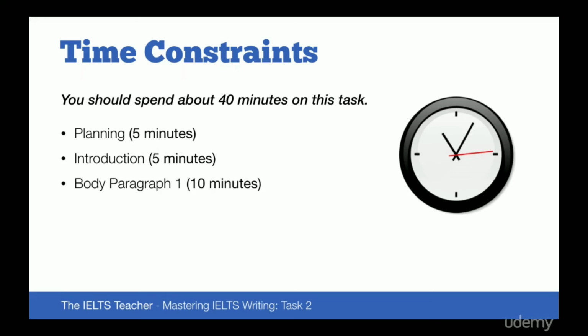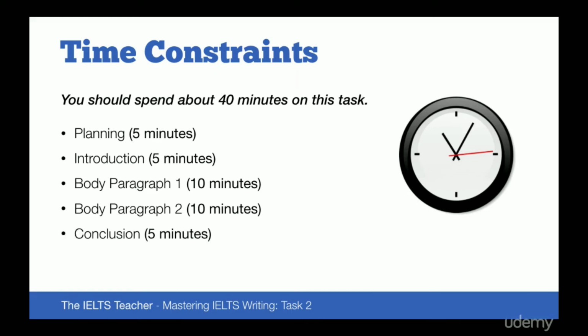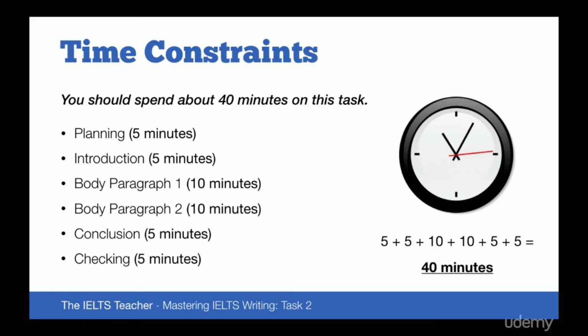So each body paragraph is going to take 10 minutes, making 20 minutes for the body altogether. The conclusion, 5 minutes again. Shouldn't take any more than 5 minutes. Now if you add up all of those minutes, what you have is 35 minutes. So what do you think we should spend the last 5 minutes doing? Of course, checking our work. This can be the difference between a band 6.5 and a 7 and a 7.5. So 5 plus 5 plus 10 plus 10 plus 5 plus 5 gives us our 40-minute limit.